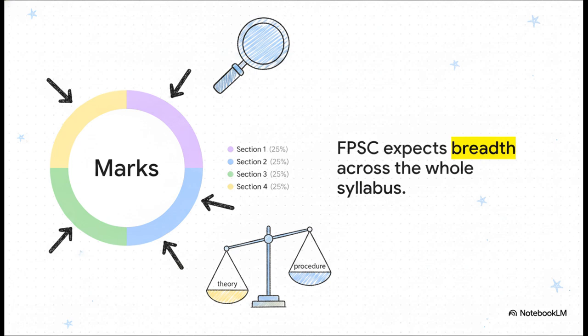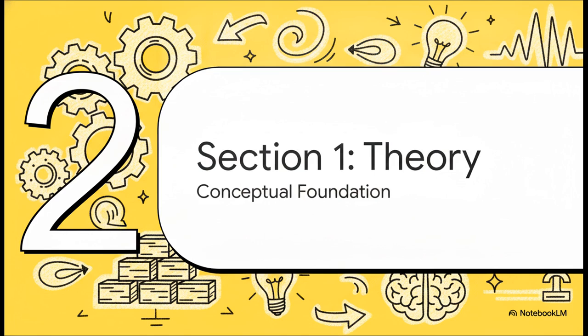And to pass this test, you've absolutely got to respect the exam structure. As you'll see, the 100 marks are split perfectly into 4 equal quarters, 25 marks each. This proves the FPSC demands breadth across the entire syllabus, rather than just going deep in one single area. I mean, a candidate who masters theoretical concepts but completely ignores investigative procedures is going to struggle, for sure. You have to conquer all 4 slices of this pie. Let's move to Section 1.